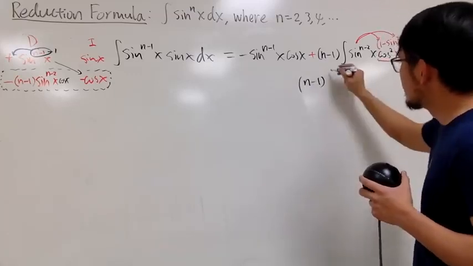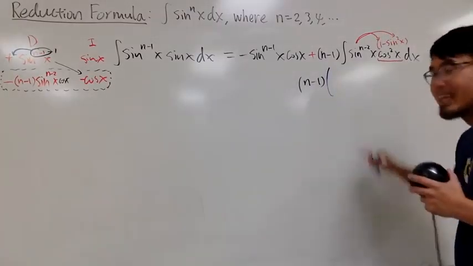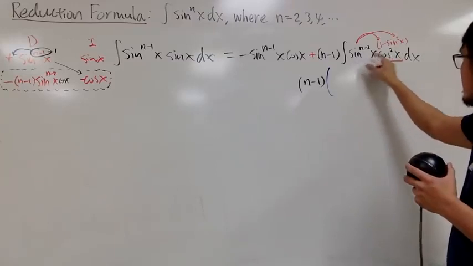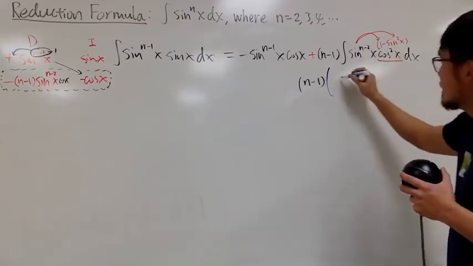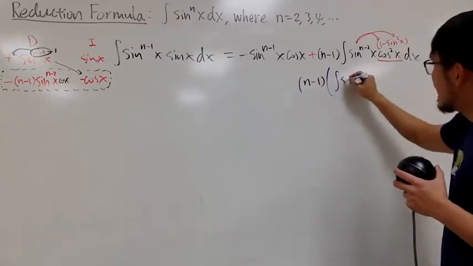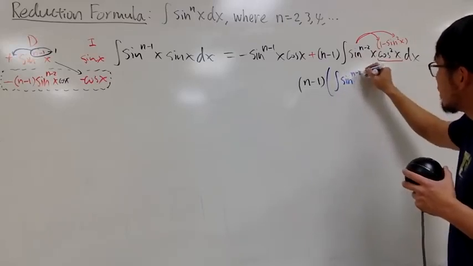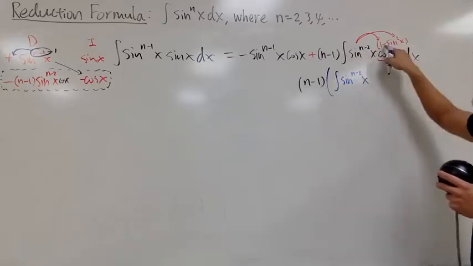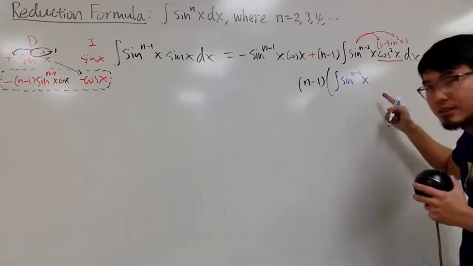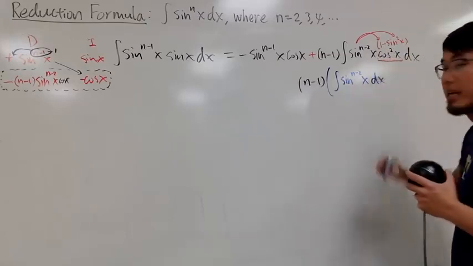And then the rest, I will do this one in blue. I have this integral, right? The first part is this times that. So we have the integral of sine to the n minus 2 power of x times 1. That's it. So I'll close this right here.